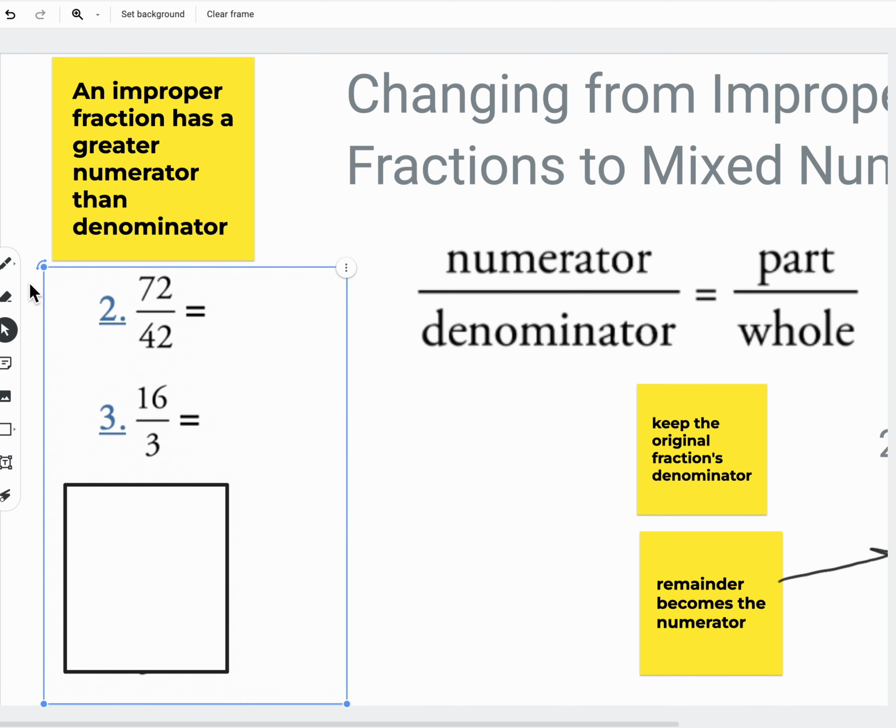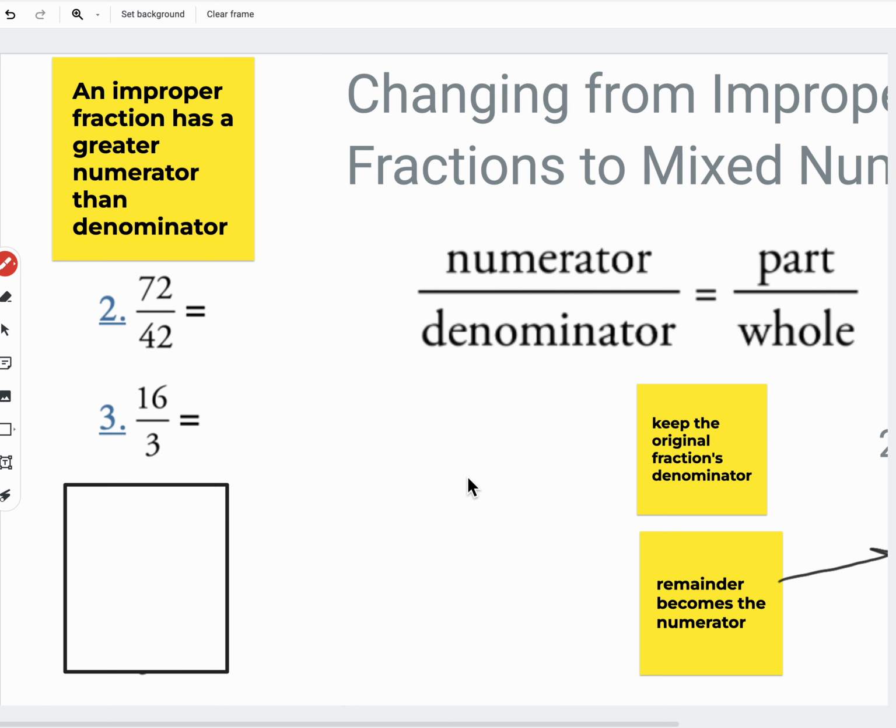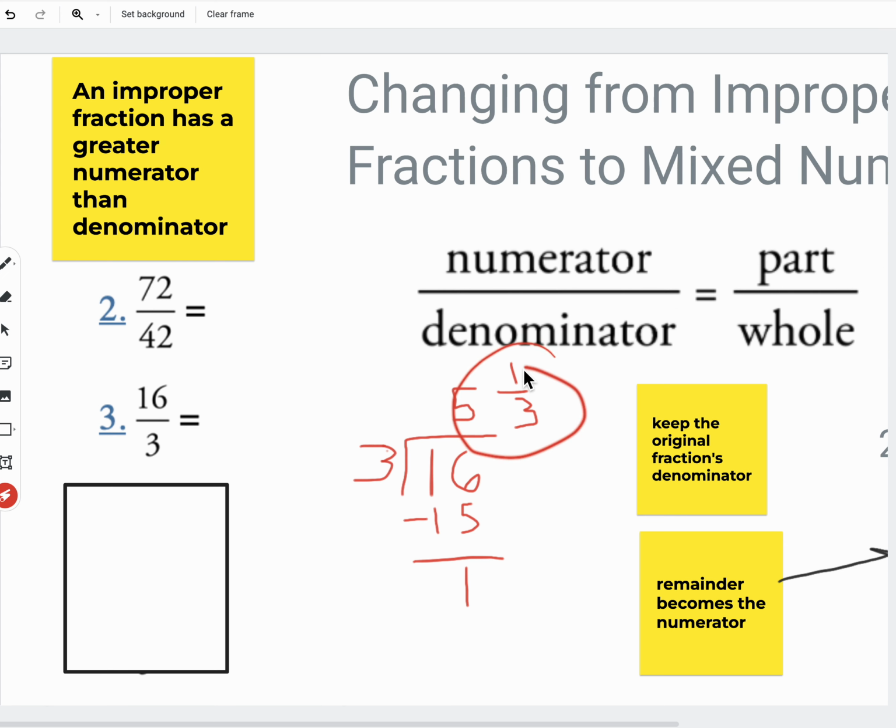Now let's try 16 divided by 3. 3 times 5 is 15, with 1 as our remainder. 1 will become our numerator, and we will keep the same denominator. 16/3 can be rewritten as a mixed number, 5 1/3.